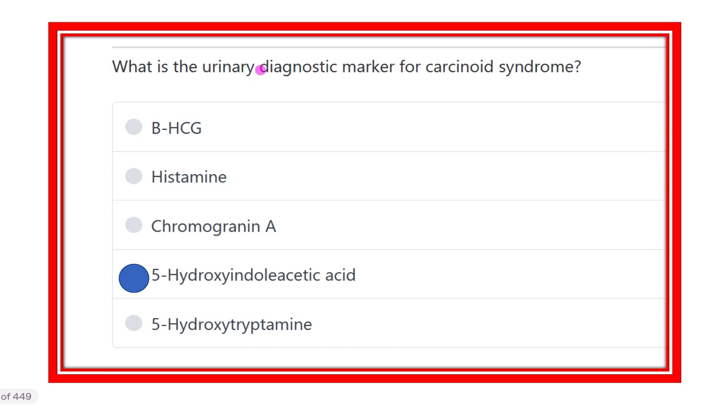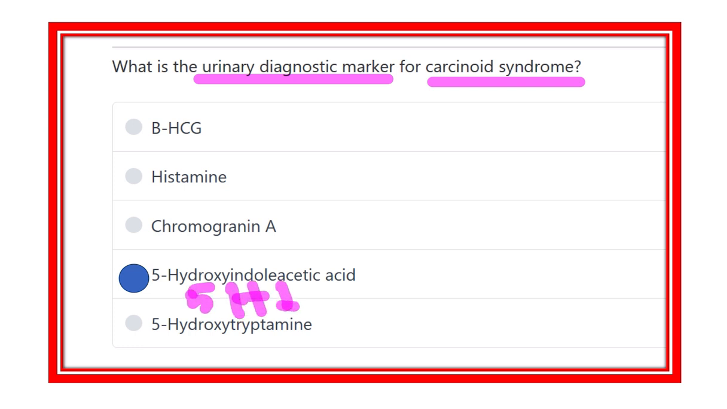So I think it is clear that the urinary diagnostic marker for carcinoid syndrome is 5-hydroxyindole acetic acid. It is the diagnostic marker in the urine for carcinoid syndrome. And other options such as chromogranin A are usually present in the blood in case of carcinoid syndrome.